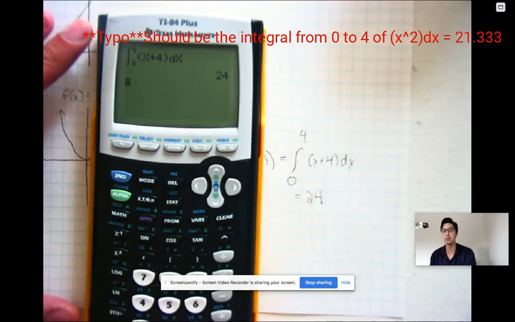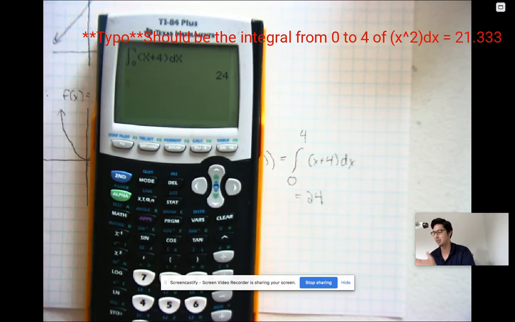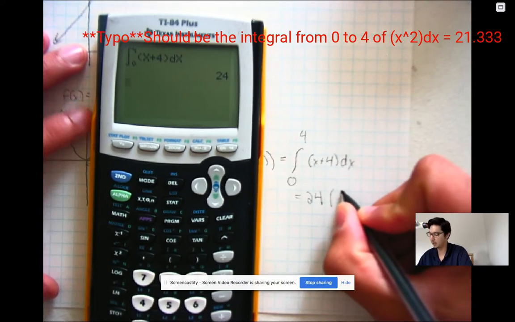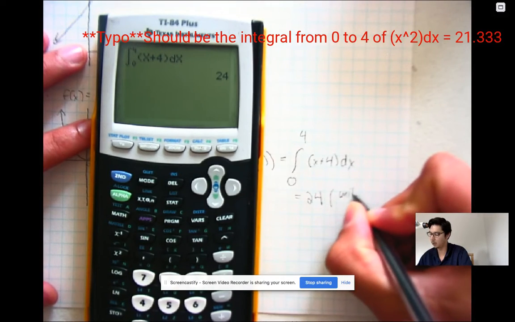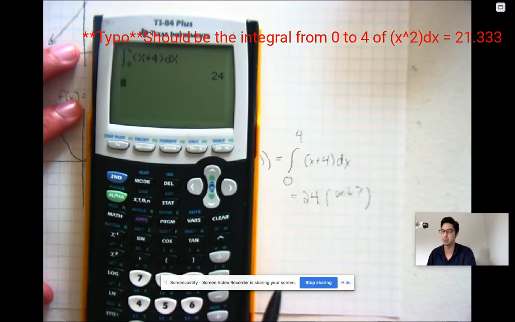Again, be careful of units. It's not always units squared. I know it's area, and we're so programmed to say area is units squared, but in calculus, when we understand rates and different functions, it's not always units squared. So it's 24, and I'll just put some sort of units with a question mark. That comes with the context of the problem.